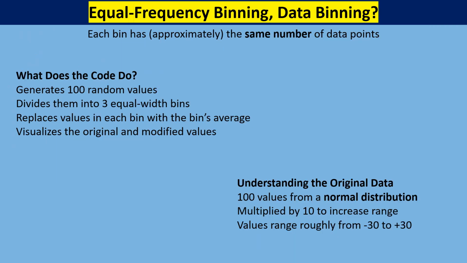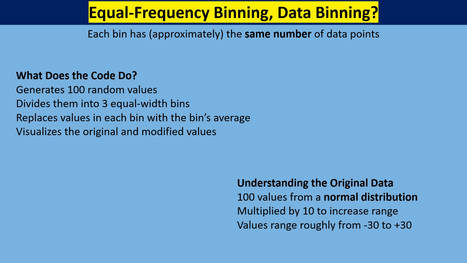Equal frequency binning divides data into bins where each bin has approximately the same number of data points. We group beyond regular binning. Not only are we grouping values into bins, we are replacing all values in a bin with the bin's average. This technique smooths noisy data, and it is often used in data cleaning and preparation.